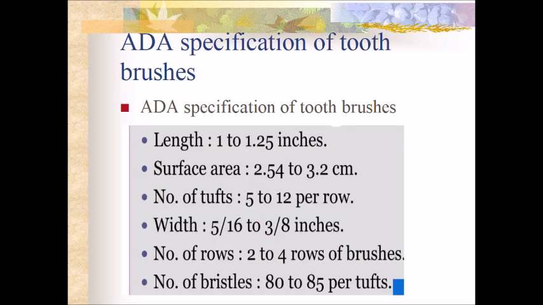Coming on to the answers in short. ADA specification of toothbrushes: length should be 1 to 1.25 inches. Surface area is 2.54 to 3.2 centimeters. Number of shafts is 5 to 12 per row, width 5/16 to 3/8 inches. Number of rows is 2 to 4 rows of bristles. Number of bristles should be 80 to 85 per tuft.